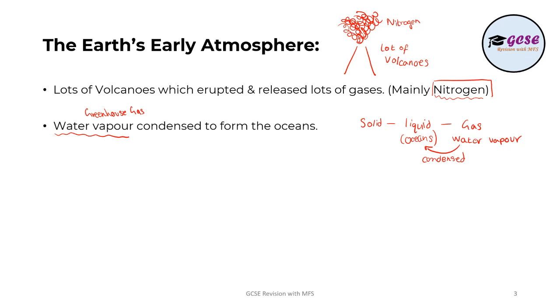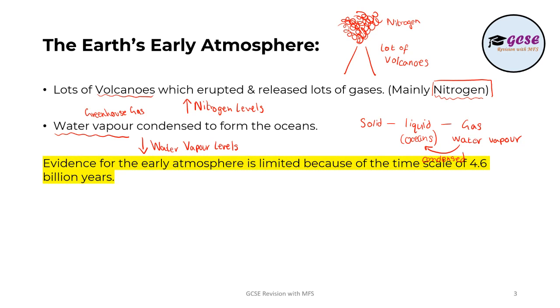Okay, so the water vapor in the atmosphere condensed to form the oceans, and that caused a decrease in water vapor levels. Okay, so the volcanoes erupting triggered an increase in nitrogen levels, and the water vapor condensing caused the oceans to increase and a decrease in the water vapor levels.